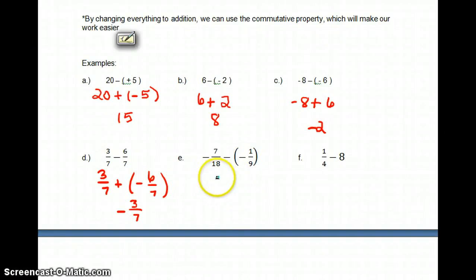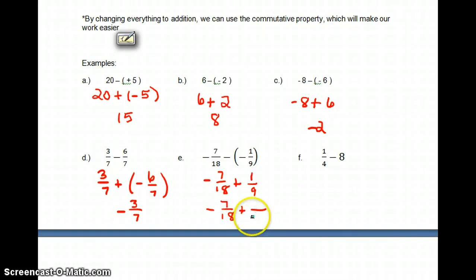Now, letter E. Before we can do this work, we can convert it first. We'll do negative 7/18. Change our subtraction to addition. Change the sign of 1/9 to positive. We have to get a common denominator, which should be 18. So we'll keep our first fraction the same.